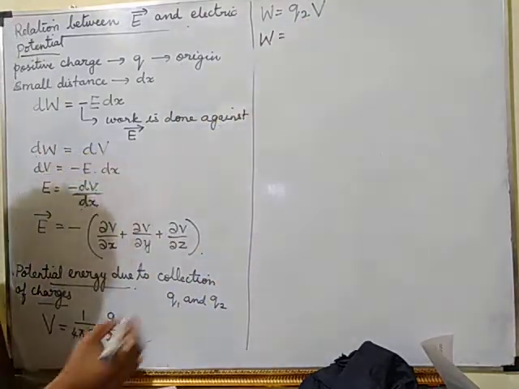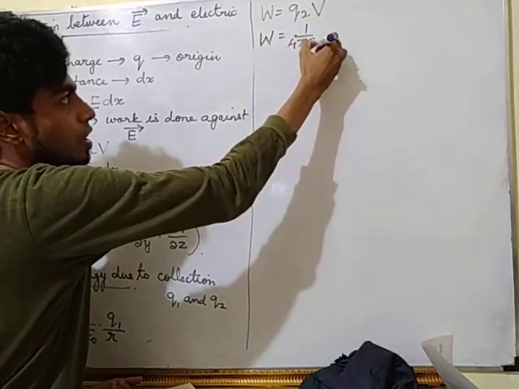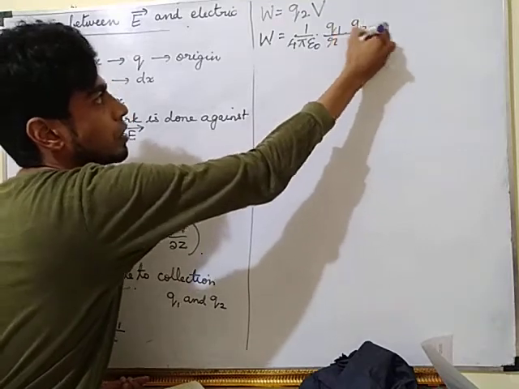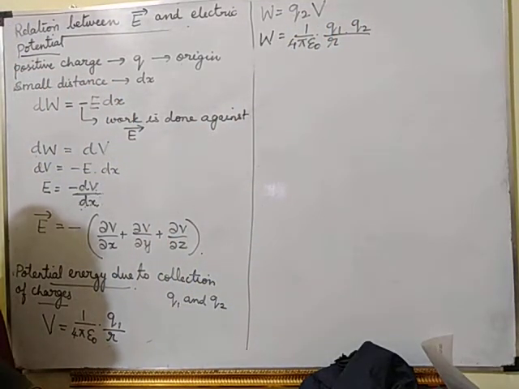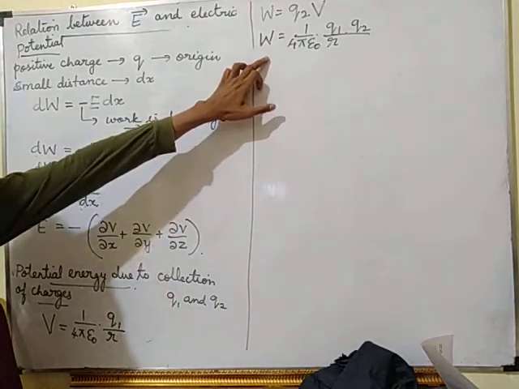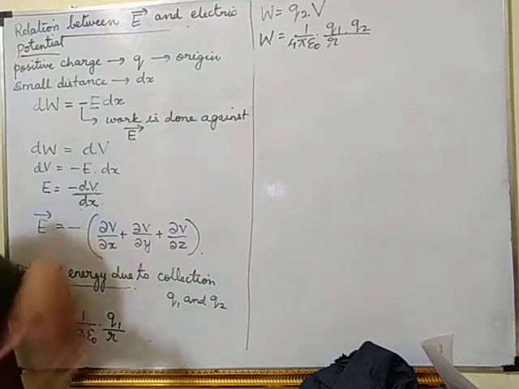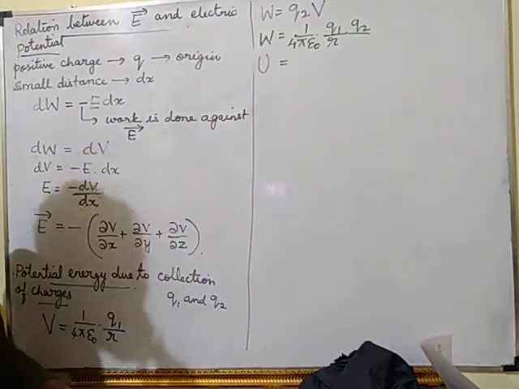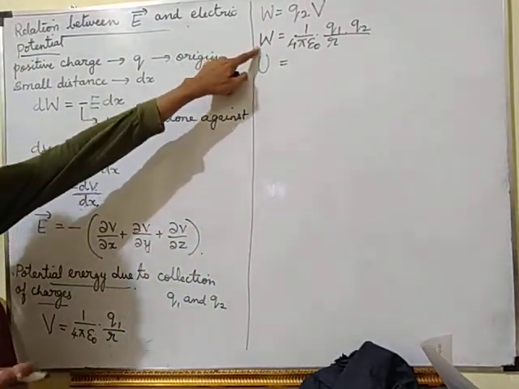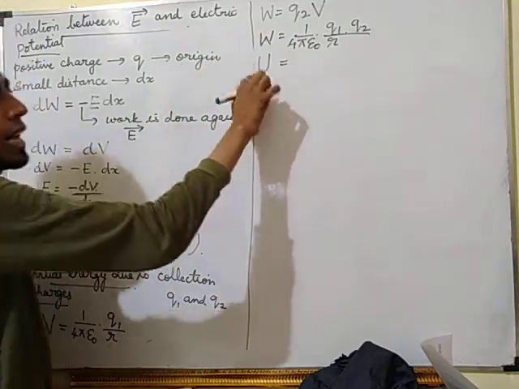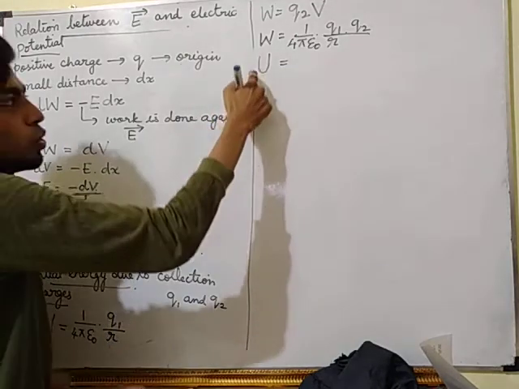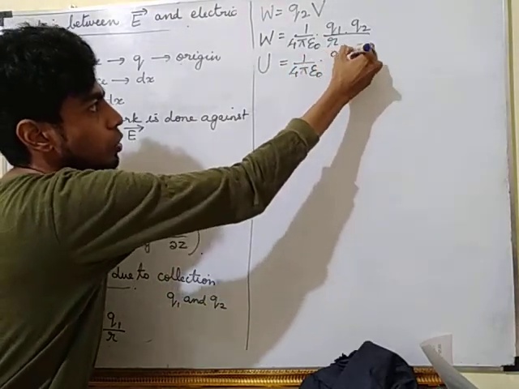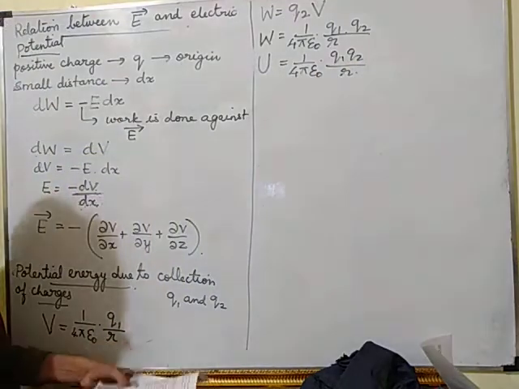So what is the V formula? 1 by 4 pi epsilon naught into Q1 by R, into Q2. So 1 by 4 pi epsilon naught Q1 Q2 by R. When can we do the work? Only if we have energy can we do the work. Instead of work done, I can write energy is equal to this one, because only if I have energy I can do the work. So U means potential energy, and potential energy is equal to 1 by 4 pi epsilon naught Q1 Q2 by R. Okay, this is the general expression.